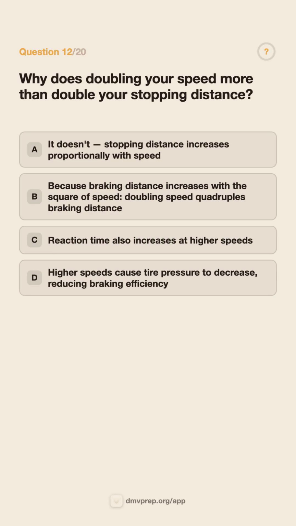Question 12. Why does doubling your speed more than double your stopping distance? A. It doesn't. Stopping distance increases proportionally with speed. B. Because braking distance increases with the square of speed, doubling speed quadruples braking distance. C. Reaction time also increases at higher speeds. D. Higher speeds cause tire pressure to decrease, reducing braking efficiency.